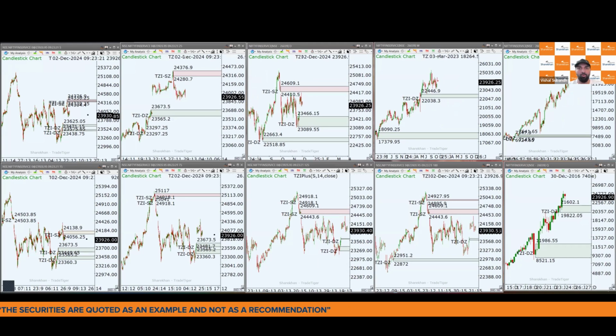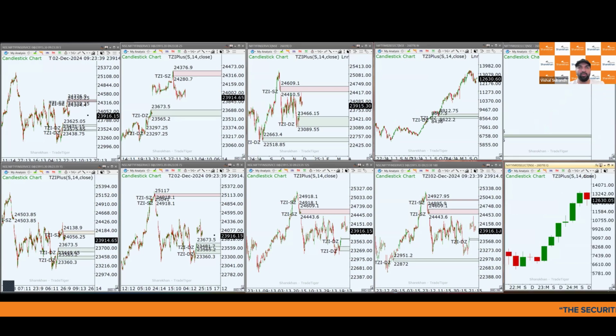Okay, let's move on now to the next index. We are going to add the Nifty Mid Select. So just make sure that you type in the correct symbol. And let's check some of the key levels for MidCap Nifty.